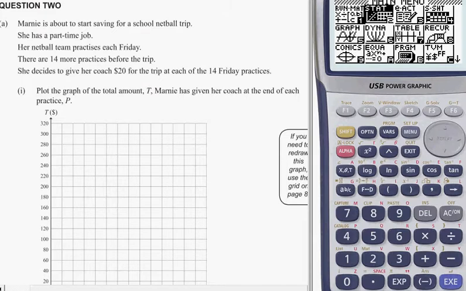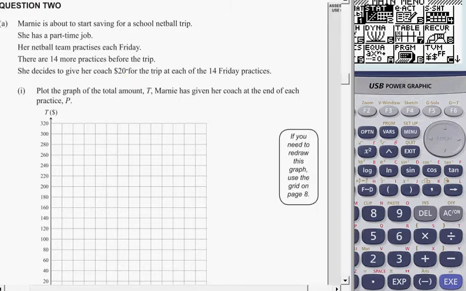So Marnie is saving for a school netball trip, which is a part-time job. Practices every Friday, 14 more practices. She decides to pay the coach $20 for the trip at each of the 14 practices. Plot the graph.